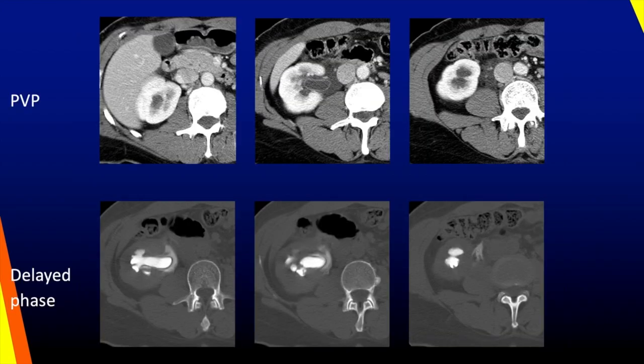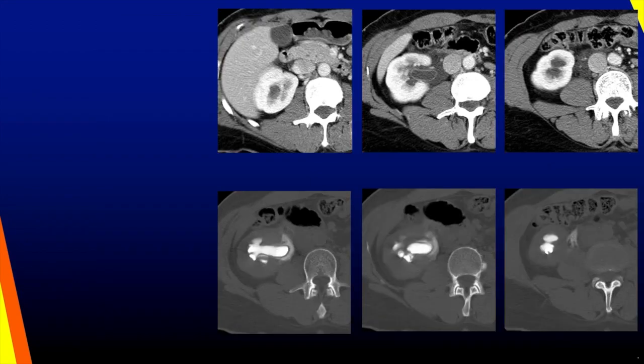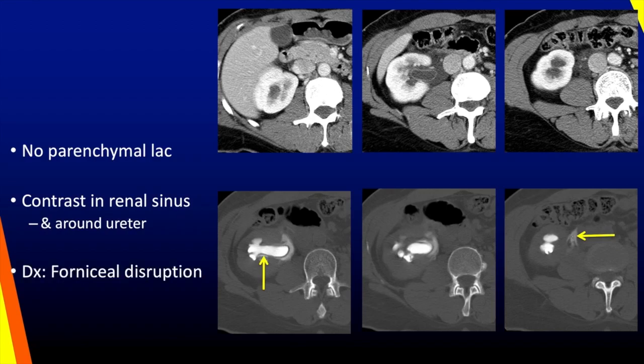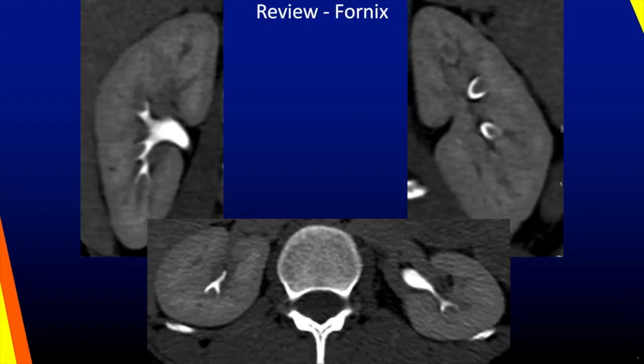In our next case, we see images from a portal venous phase and delayed phase. Notice that there's no parenchymal laceration, but we see contrast in the renal sinus and around the ureter. The diagnosis here is a forniceal disruption. Let's review the fornix.